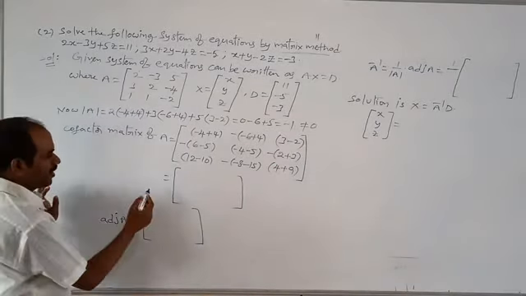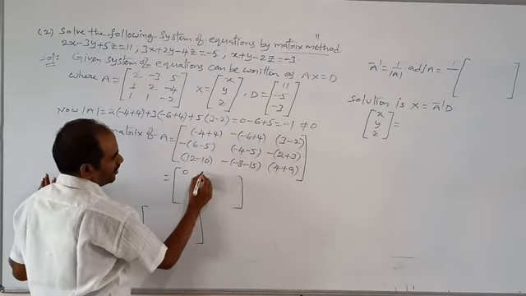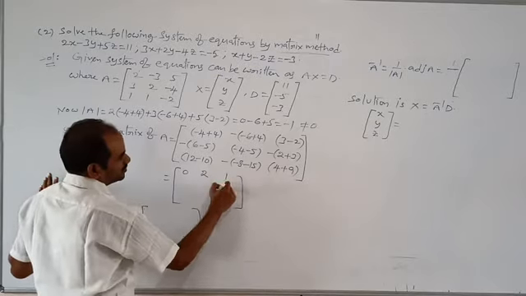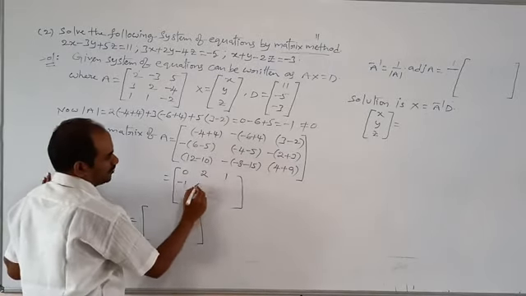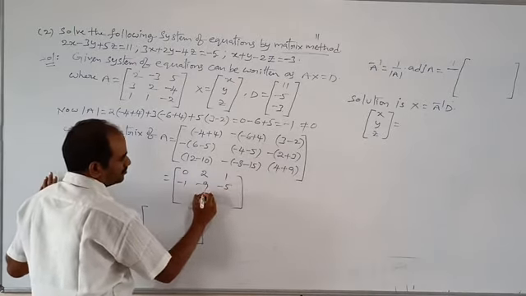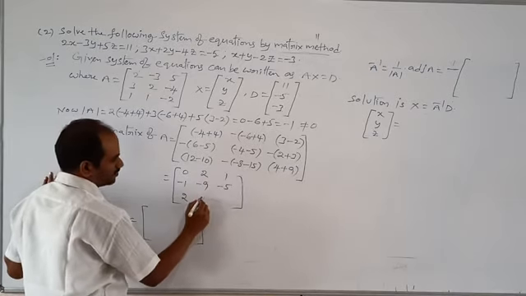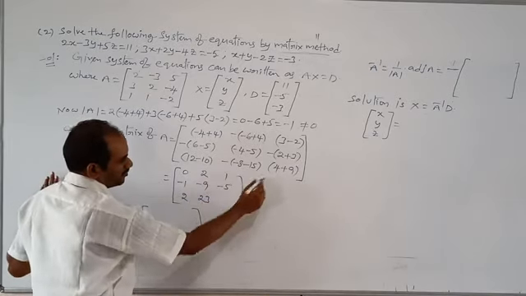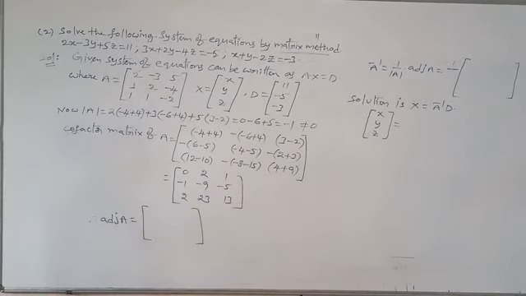So the cofactor matrix of A is equal to: this value is 0. Next, minus minus plus 2. This element is 1. Next, second row, minus 1. Next, this value is minus 9. Next, this value is minus 5. Next, value 2. Next, 23. Next, value 13. This is the cofactor matrix of A.